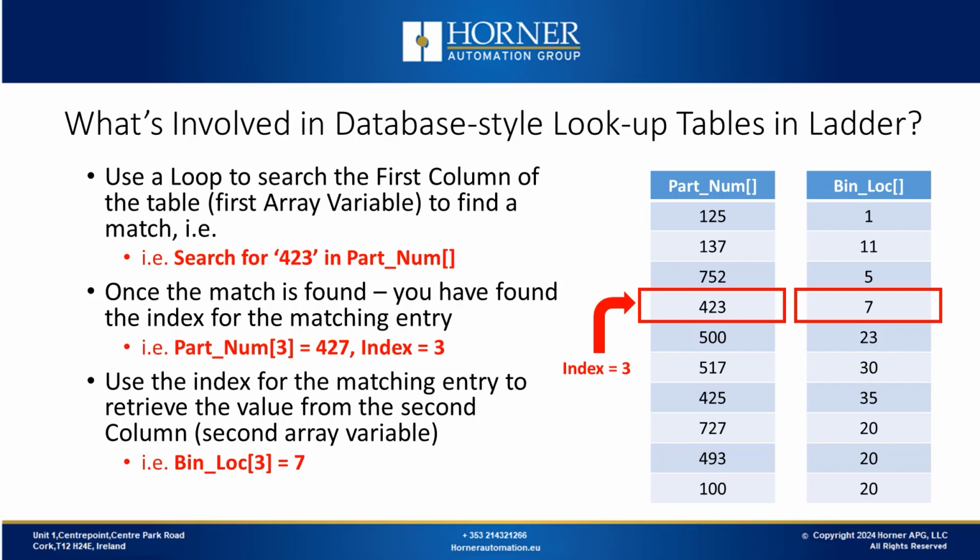part number. When we have a match, we will make a note of the index, which is the value that we are incrementing. Indexes are always zero-based, meaning the first element in our array has an index of 0, the next element has an index of 1, and so on. In the example shown, we are looking for the fourth element of the array, which is 423. This has an index of 3. Once we have noted this index, we can use it to retrieve the corresponding value from the second array, which is the bin location with a value of 7.